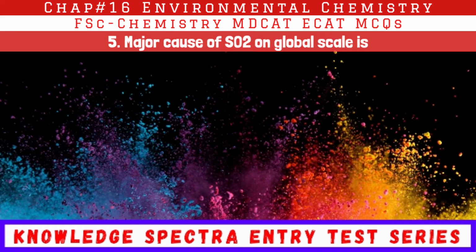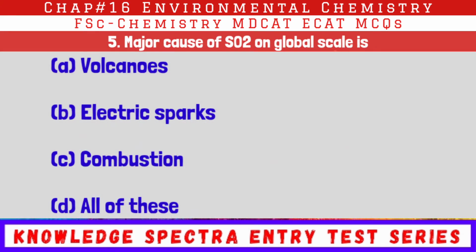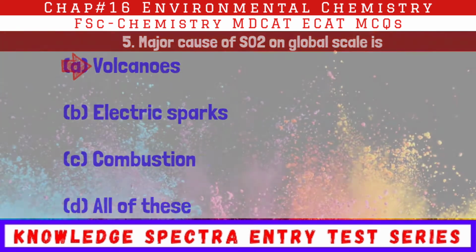5. Major cause of SO2 on global scale is A. Volcanoes. B. Electric sparks. C. Combustion. D. All of these. Correct answer is A. Volcanoes.